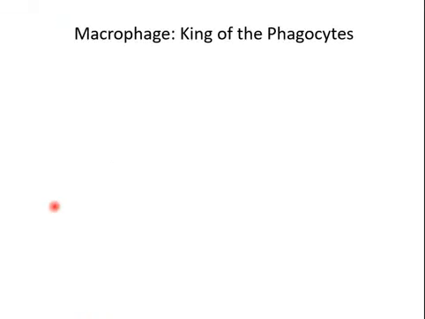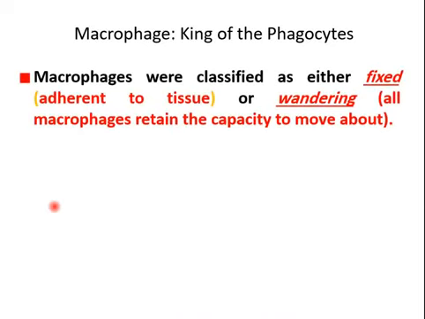Macrophages are the king of phagocyte cells. As you know, we can classify macrophages into fixed, adhered to tissue, or wandering, moving around.